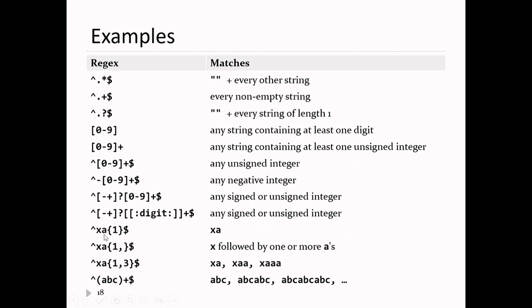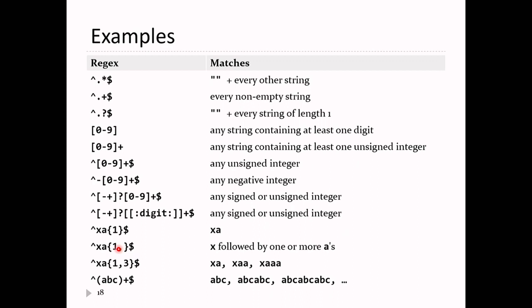Okay, XA, so these are, I guess, the quantifiers where you have to specify an actual number. So XA brace 1. The brace modifies the thing immediately in front of it, so it modifies the A. So it starts with an X. Brace 1 means exactly one A. And then the dollar sign means the expression ends. So this matches the string XA.